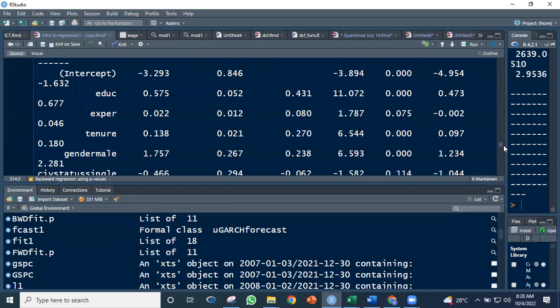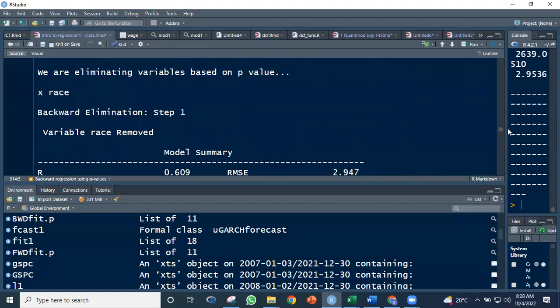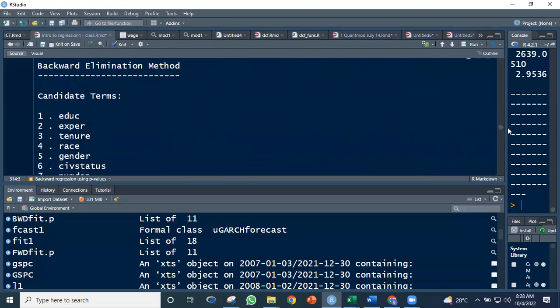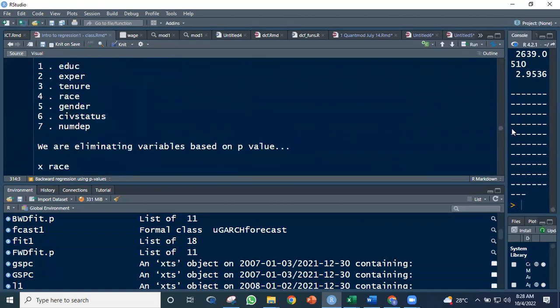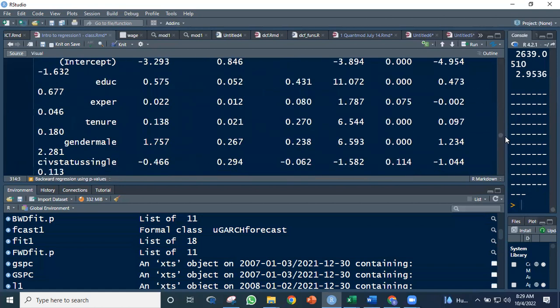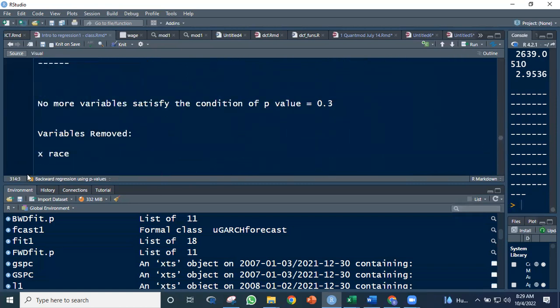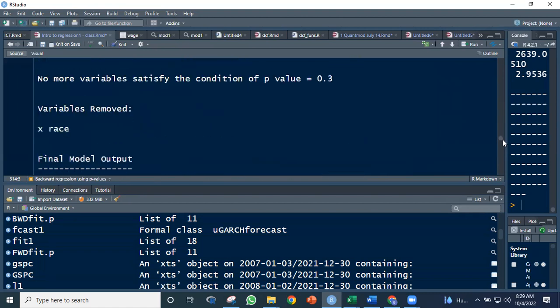Okay, strange. Guys, please check your output. Because what comes out for me is that only race is eliminated. We are eliminating, this is a strange output. Only race was removed. And then, if I go down, it says no more variables. Variables removed, race only.